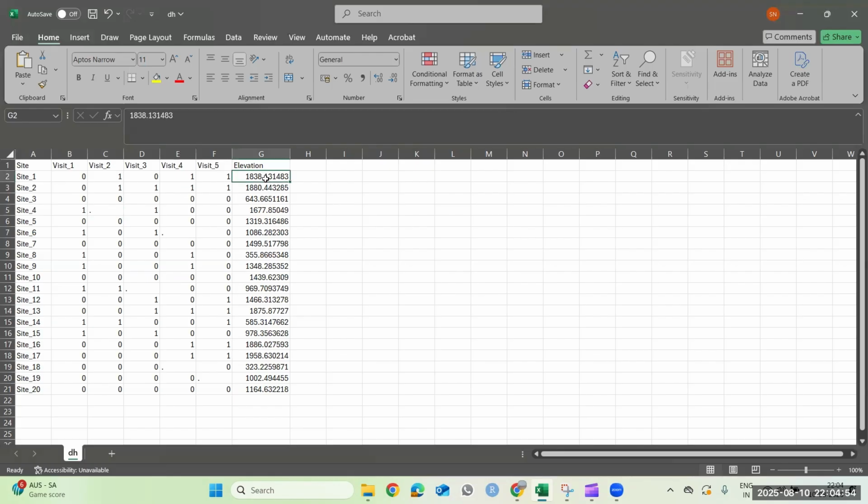In the next video, in the next part, we're going to actually load this data into the PRESENCE software and run very, very basic models to understand how we get the results, how we estimate the psi value, the site occupancy, and the p value, the detection probability, and how the covariate is affecting our site occupancy and detection probability.